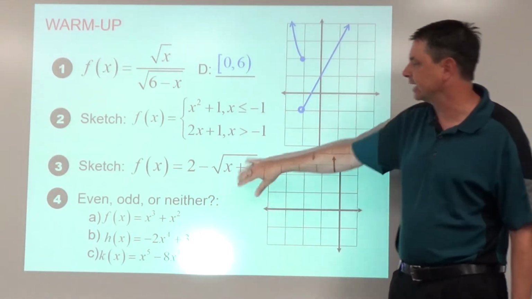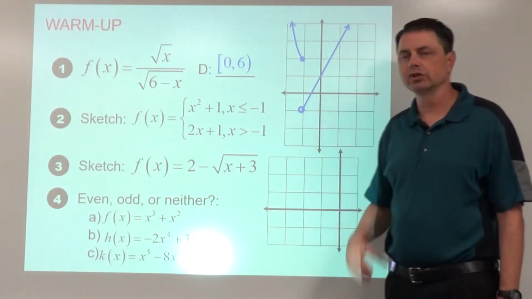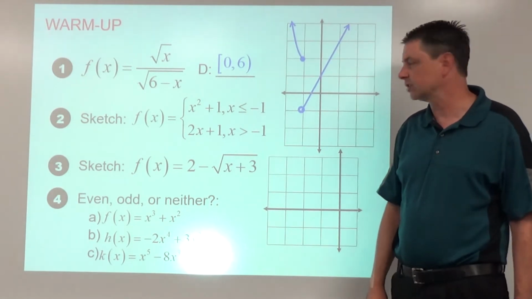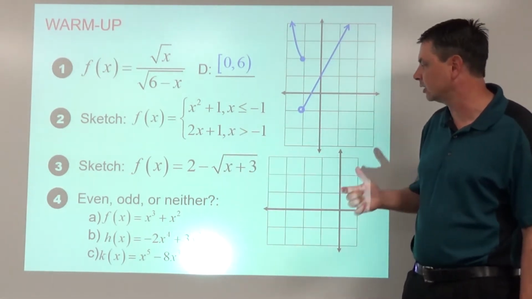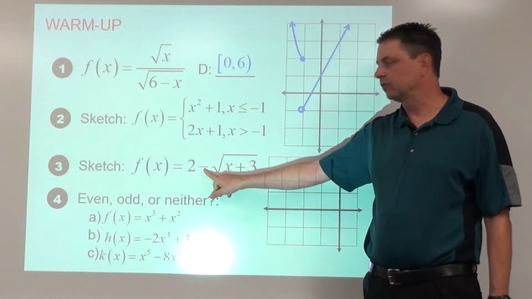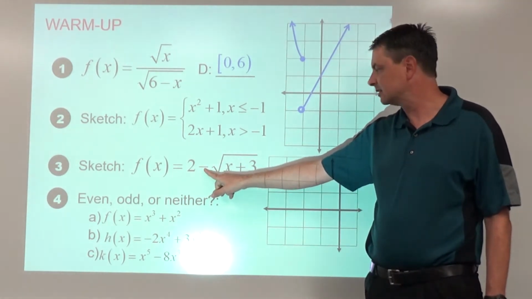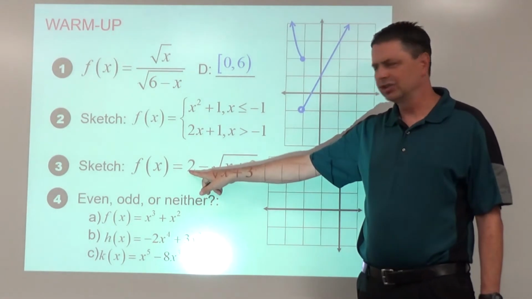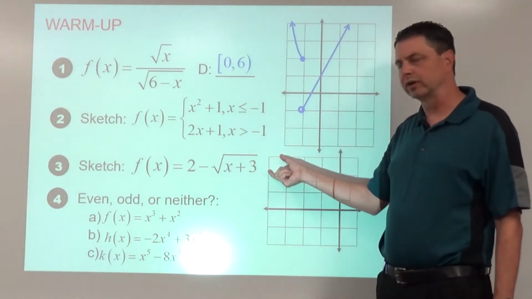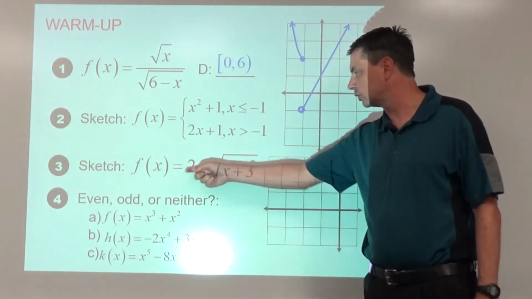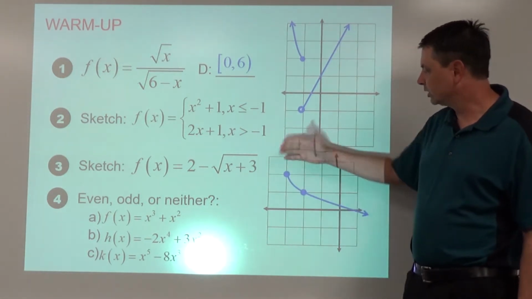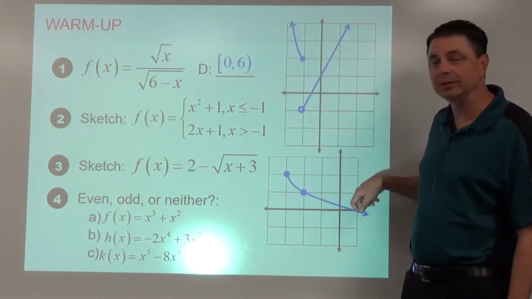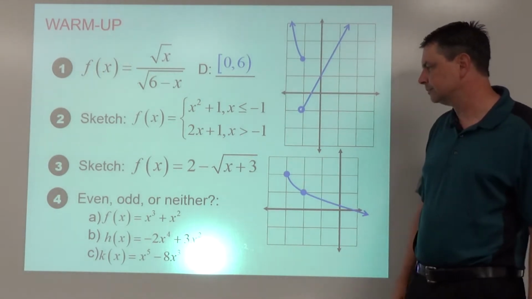Number 3, sketch f of x. We were just recently working on this with transformations. We've got our square root base graph or parent function. We've got the reflection in the x-axis, and then the 2 is just like it would be adding 2 over here, so we have a shift of left 3 and up 2. Left 3 and up 2 with the reflection, so showing key points, there's our graph.